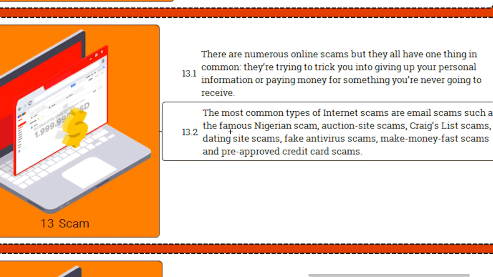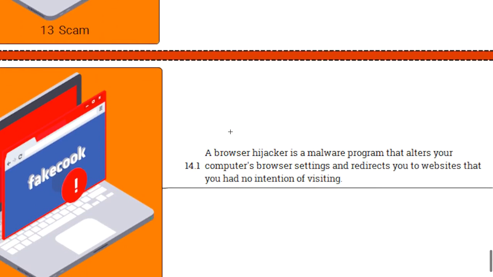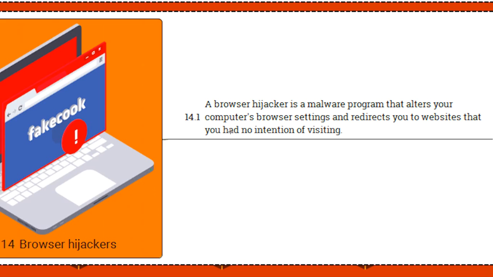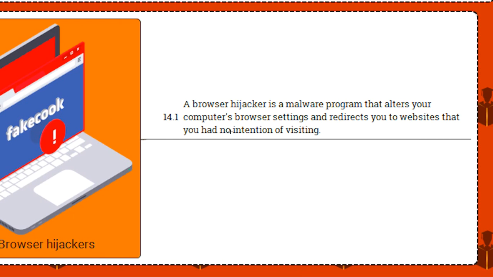The next part which we are going to discuss here is browser hijackers. What we mean by this, as the name suggests, is exactly the same as how a hijacker works in the physical world. As its name says, a browser hijacker essentially takes over your browser settings and causes your computer to develop a mind of its own. As I have given here, what is a browser hijacker? A browser hijacker is a malware program that alters your computer's browser settings and redirects you to websites that you had no intention to visit.